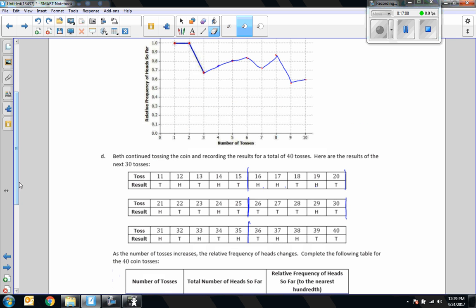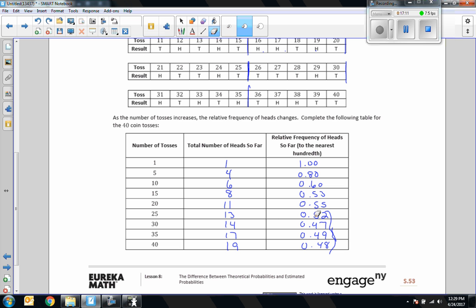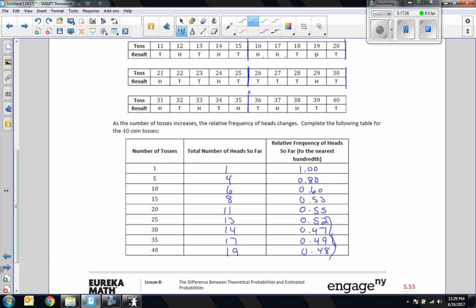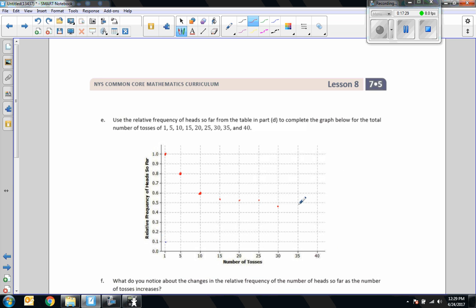Okay, 25 is at 0.52, 30 is 0.47. So 0.47 is about here. 35 and 40, and we're done with going back and forth. 49 and 48. So at 35, we're at 49, and then 48, just a little bit less. Okay, so then when we connect these, here's what our graph is looking like. So it's coming down close to 50%, and then it's staying around 50%.